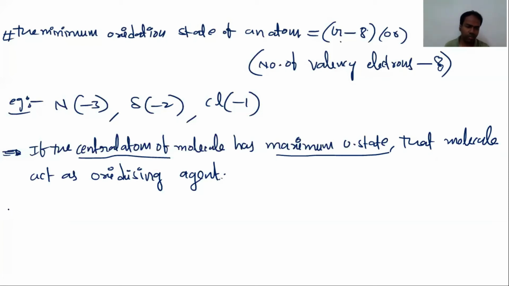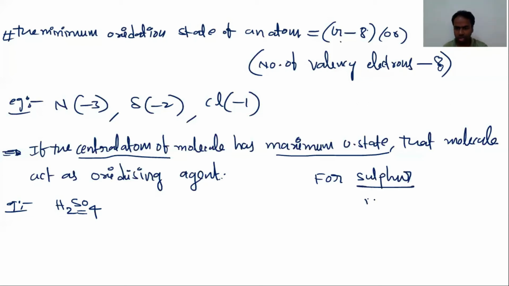By taking 3-4 examples, you get more clarity. For example, H2SO4. In H2SO4, what is the central atom? Sulfur. For sulfur, what is the maximum oxidation state? +6. What is the minimum oxidation state? -2. Maximum +6, minimum -2. Here in H2SO4, the sulfur oxidation state is +6.